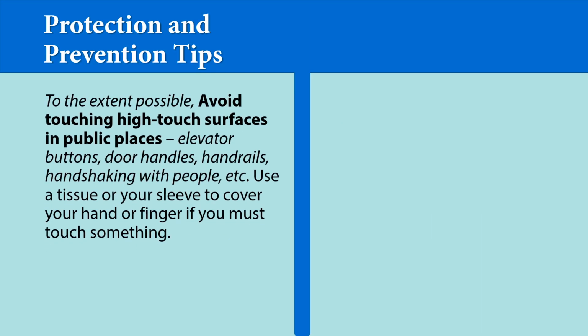More protection and prevention tips. You really want to try to avoid touching high-touch surfaces in public places. Things like your elevator buttons, door handles, handrails. You don't want to shake hands with people. You really need to try to use your tissue or your sleeve to cover your hand or your finger if you have to touch something. You get into an elevator, how are you going to touch that button? We have to all start thinking about that. What do we use to do that?